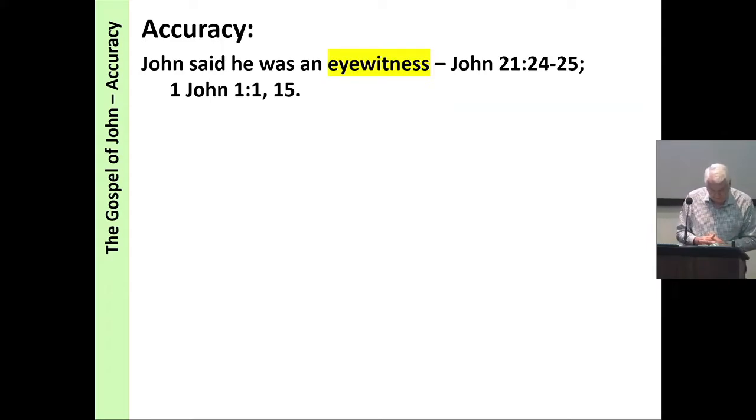Verse 24: "This is the disciple, I think that means me in this sense, who testifies of these things and wrote these things, and we know that his testimony is true. And there are also many other things that Jesus did, which if they were written one by one, I suppose that even the world itself could not contain the books that would be written." Amen. So John's stressing the fact that, as it were, he's saying, I can vouch for this.